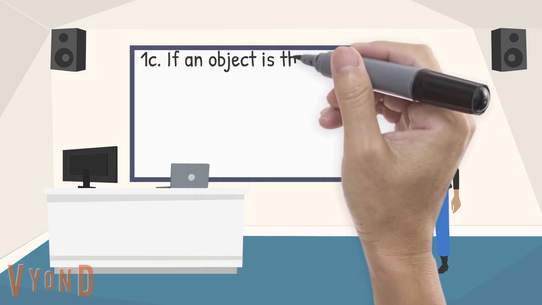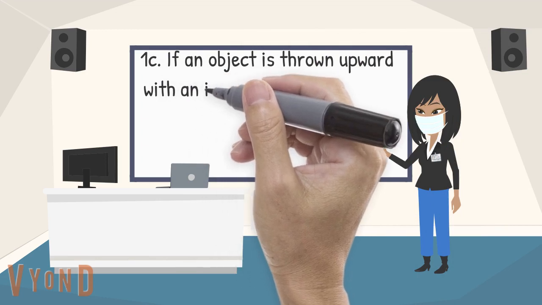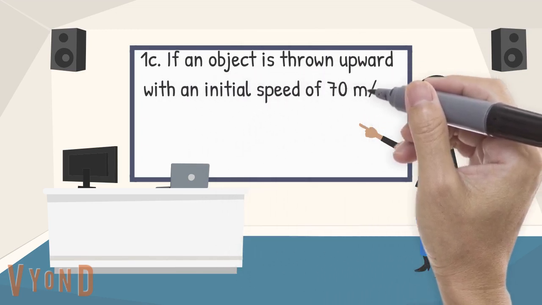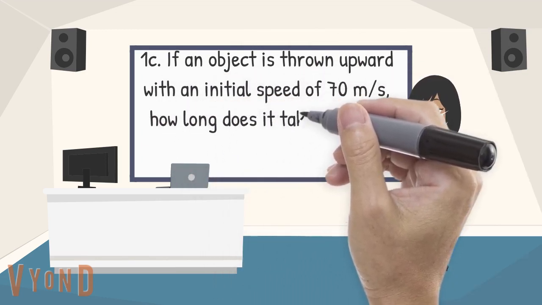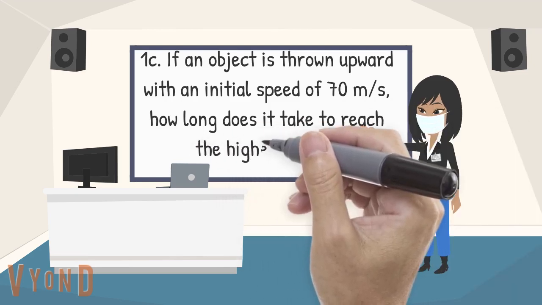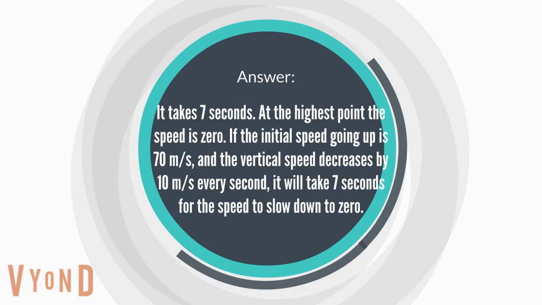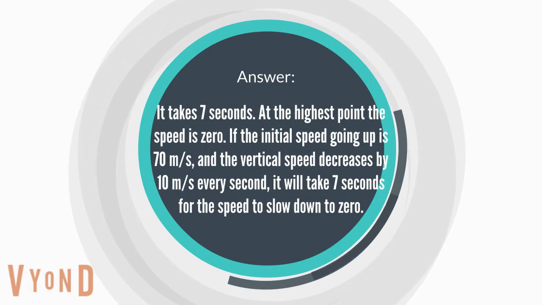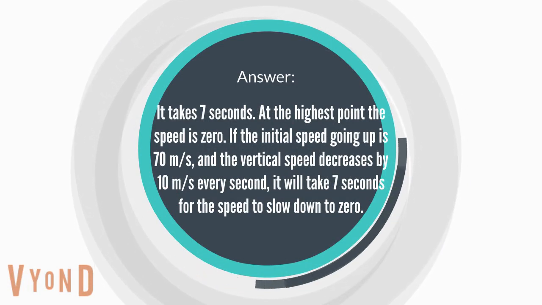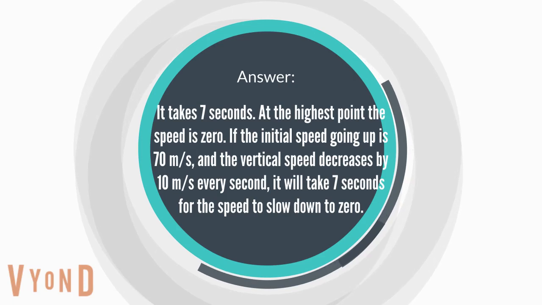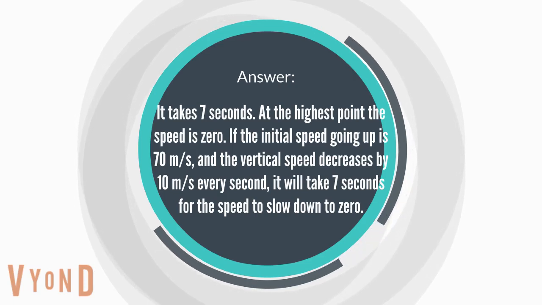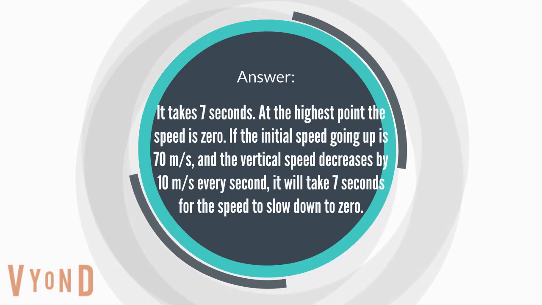If an object is thrown upward with a speed of 70 meters per second, how long does it take to reach the highest point? It takes 7 seconds. At the highest point, the speed is 0. If the initial speed going up is 70, and the vertical speed decreases by 10 every second, it will take 7 seconds for the speed to slow down to 0.